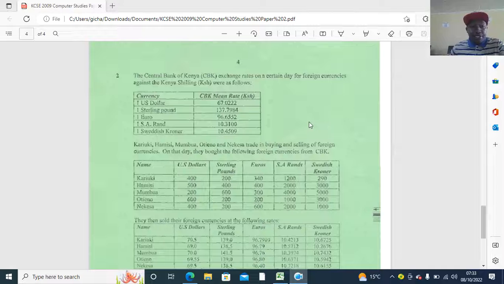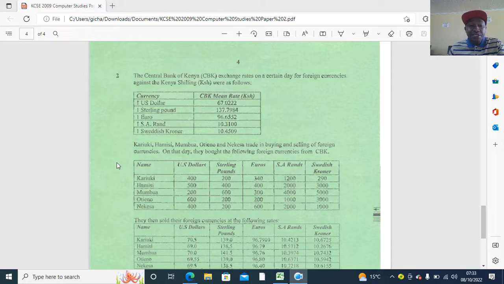That is the Excel. The Central Bank of Kenya, CBK, exchange rates on a certain day for foreign currencies against the Kenya shillings were as follows. So we have the currencies US dollar, sterling pound, euro, South African rand, and Swedish krona. So we have these guys, Karaoke, Hamisi, Mumbwa, Otieno, and Nekesa, who trade in buying and selling foreign currencies.